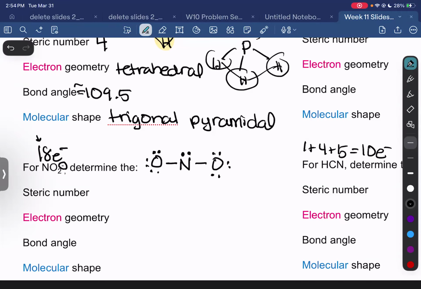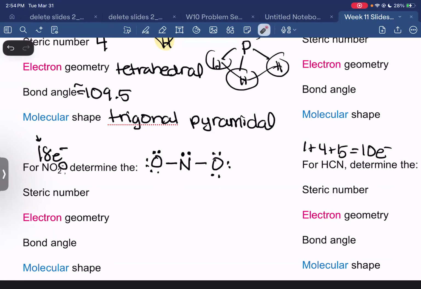And now I check for octets. I can see I have 8 here, yay. I have 8 around oxygen, yay. But nitrogen only has 6. So I'm going to take the electrons. It doesn't matter which side. I could take them this side or that side, but I'm going to take one pair and make it into a second bond.